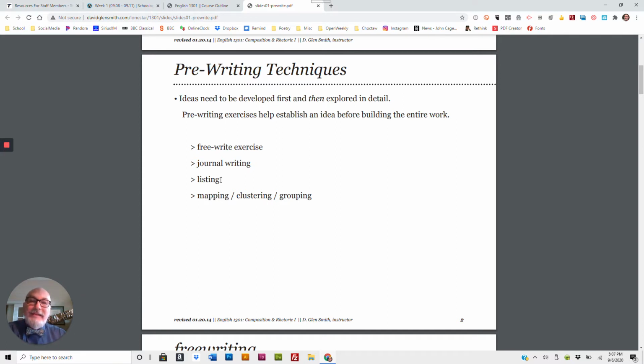Also, there's something called listing, and that's just the basic outline of ideas. You just number them at random. And finally, there's something called mapping, clustering, or grouping. You might have called them something else. I've even heard something called netting. They're all the same thing, and they can be used in multiple ways. So we'll get to that in just a second.